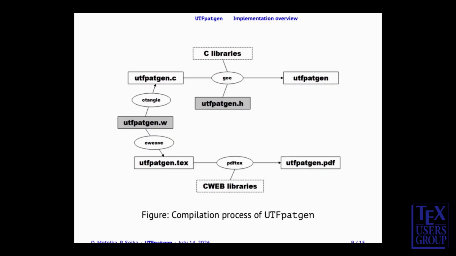This slide shows the compilation process of the program. The CWEB language allows us to generate not only the binary itself, but also a PDF report that contains the formatted documentation sections. Both targets require utilities from the TUG distribution. ctangle extracts the C source code from the CWEB file, and CWeave transforms the file into a plain text document. From those points, the compilation is standard for the respective languages.